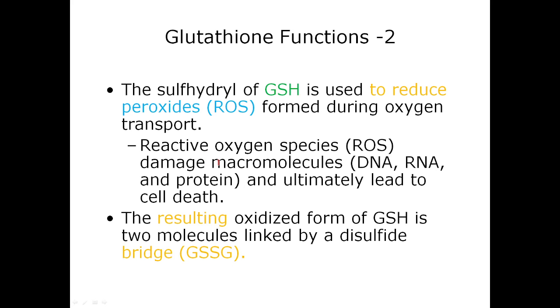Glutathione functions, again: the sulfhydryl of GSH is used to reduce peroxides. So these are reactive oxygen species, so whenever there is oxidative damage, there are reactive oxygen species. If you want to reduce the oxidative damage, in this case the sulfhydryl group, this sulfur and hydrogen group of glutathione, can be used to reduce these reactive oxygen species formed during oxygen transport.